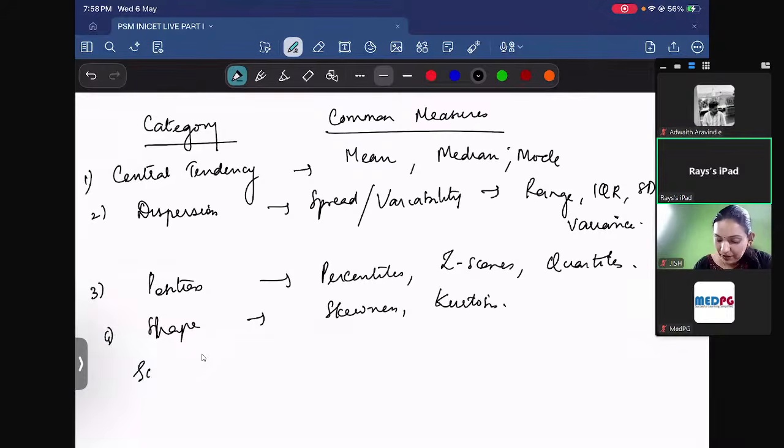Now the sampling variability, not the simple variability. I'm talking about the sampling variability. You get it by standard error. Standard deviation gives the dispersion. Standard error gives the sampling variability. And then for significance testings, we have p-value and confidence intervals. So this is just major categories and common measures used in biostatistics.